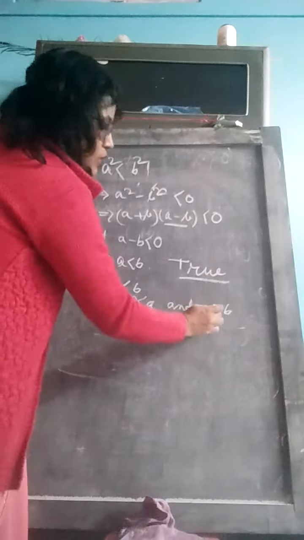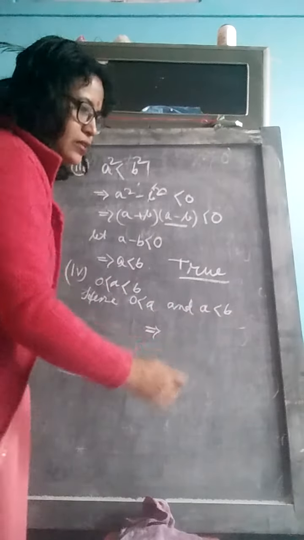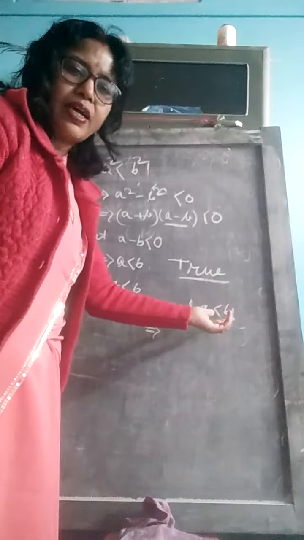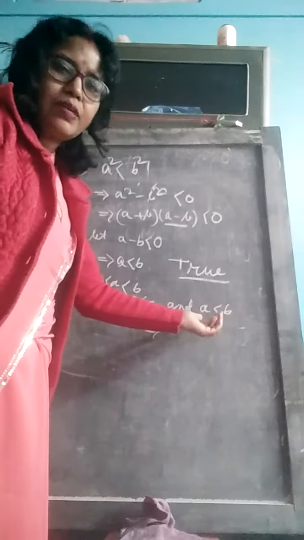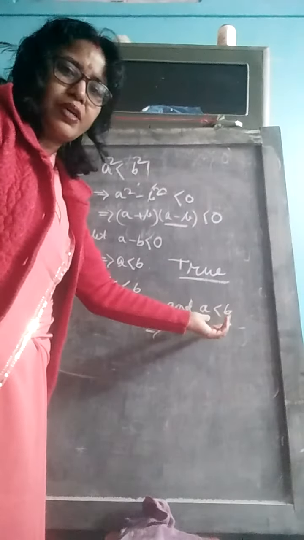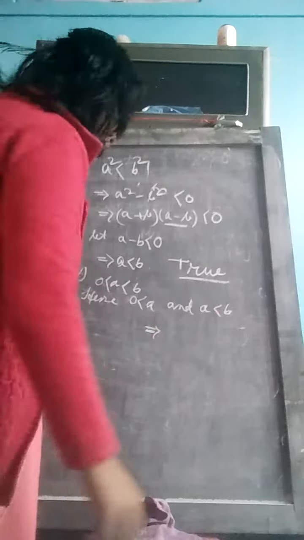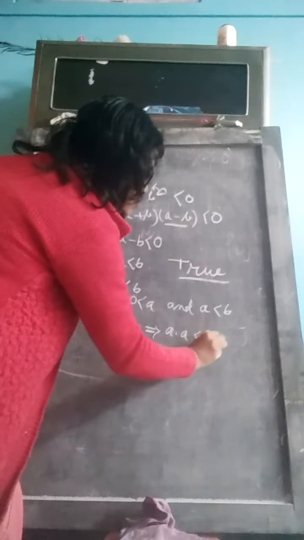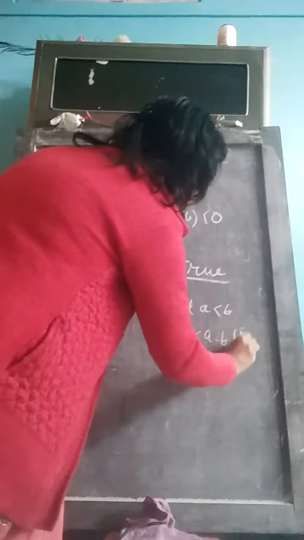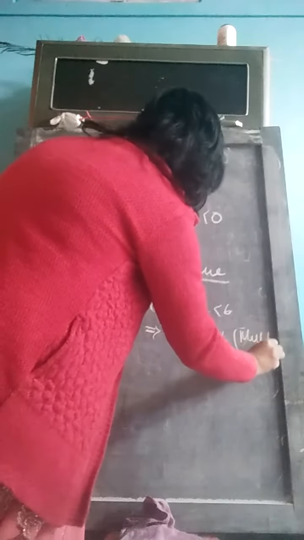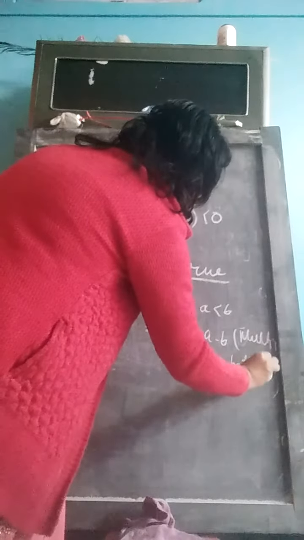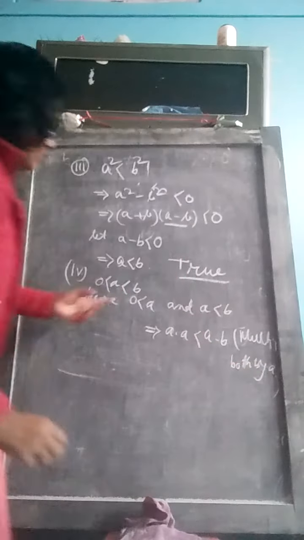If we multiply both sides by a positive number, the sign does not change. If we multiply both sides by a negative number, the sign changes. Okay. So we multiply both sides by a. What is the condition given?